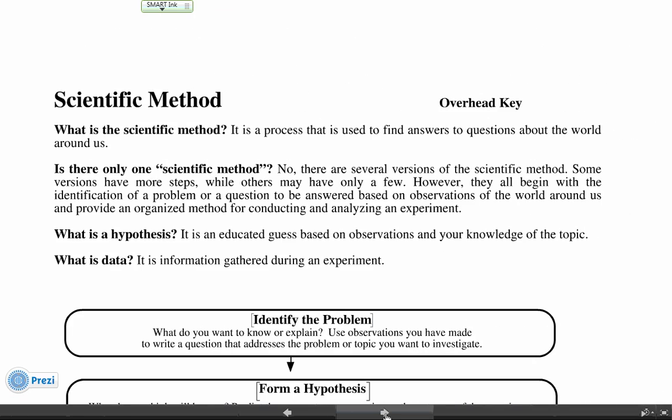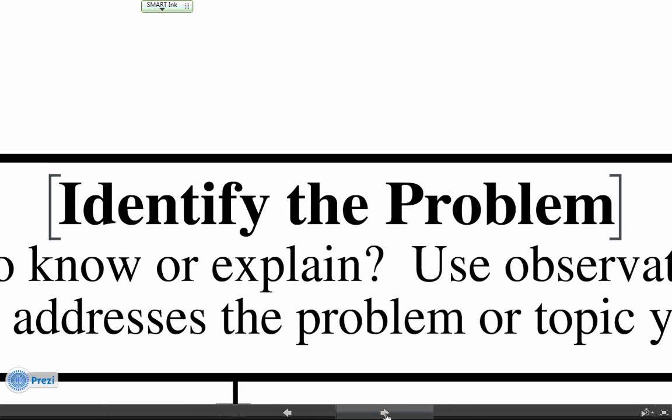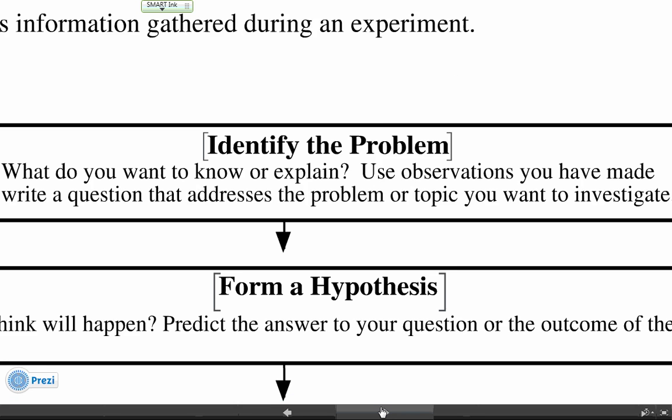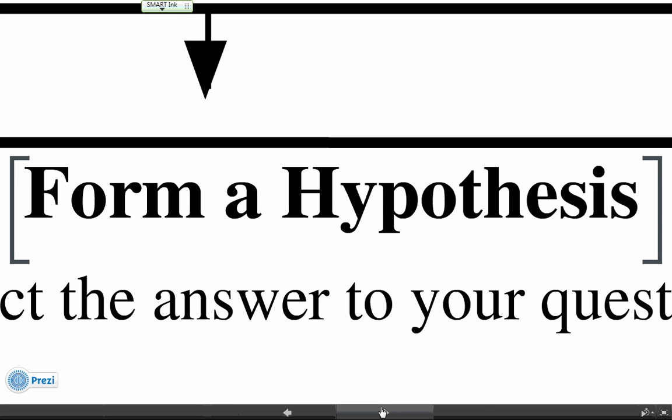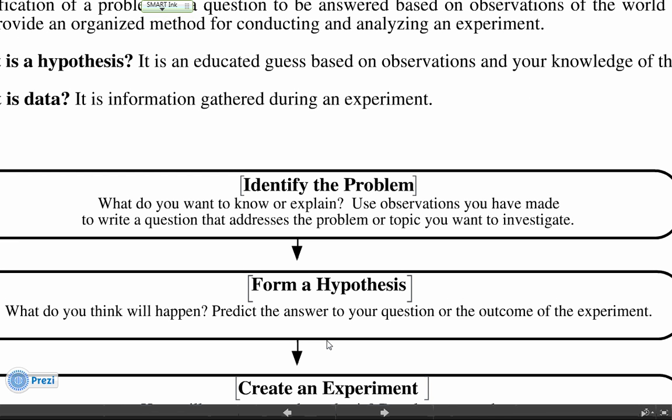Alright, so here are the steps. The first step is to identify the problem. What do you want to know or explain? Use observations you have made to write a question that addresses the problem or topic you want to investigate. Then you're going to form a hypothesis. What do you think will happen? Predict the answer to your question or the outcome of the experiment.